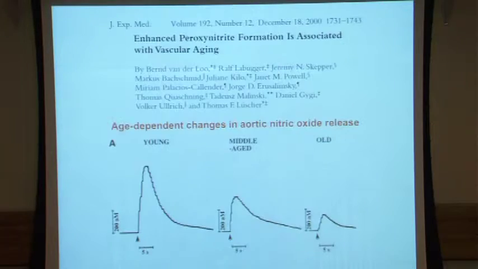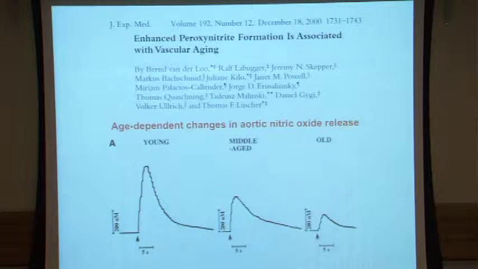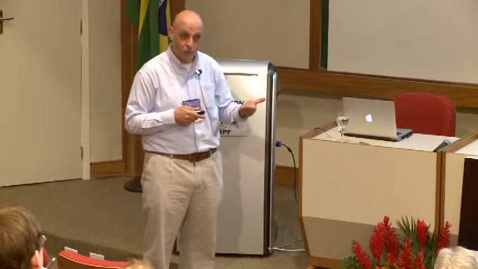In aging, in vascular aging, also, this is a very nice paper from the group of Ulrich, published in a very, very prestigious journal of medicine. The Journal of Experimental Medicine is one of the top in the area of biomedical research. He was showing enhanced peroxynitrite formation in vascular aging, and the way he was indicating that peroxynitrite was being formed was looking at the footprint of the actions of peroxynitrite, which is the formation of nitrotyrosine.